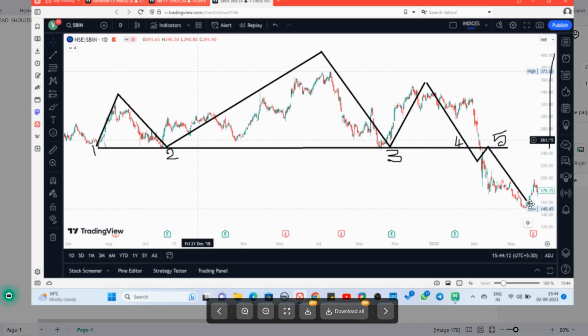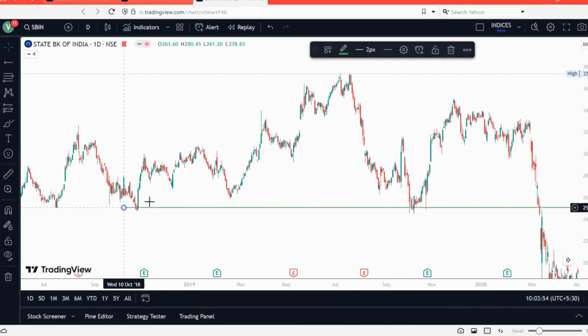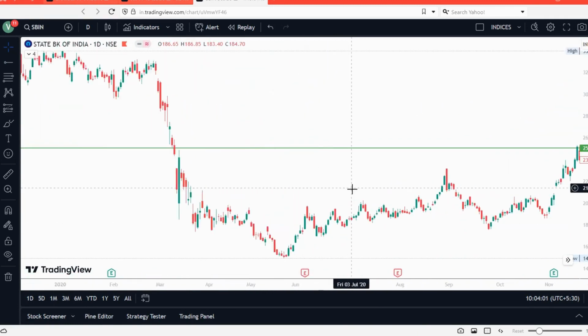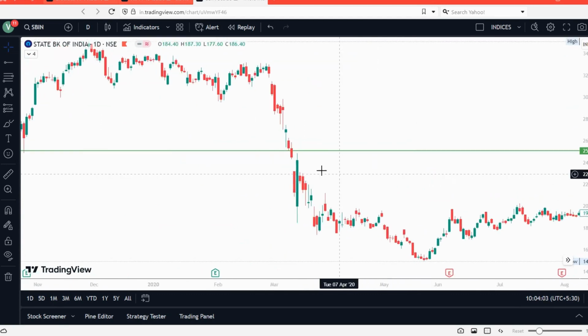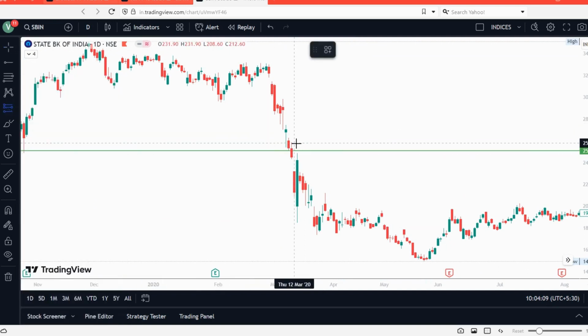This chart is not so clear, so I'm going to take you to the actual charts here so that I can zoom in and zoom out as I want. See here, this is the candle you have to take care of. This is the candle you have to take care of. This should be your entry.